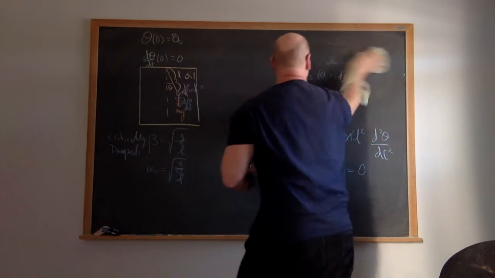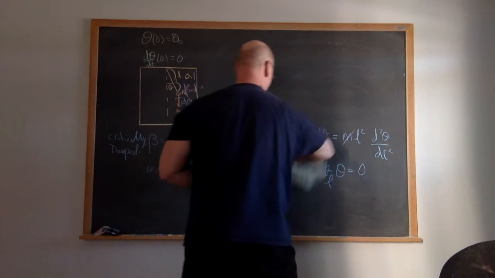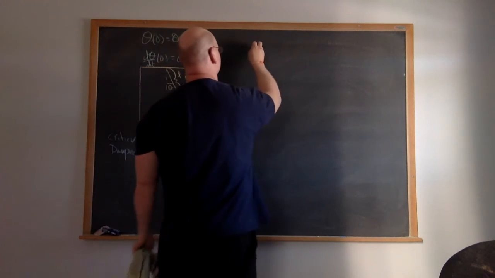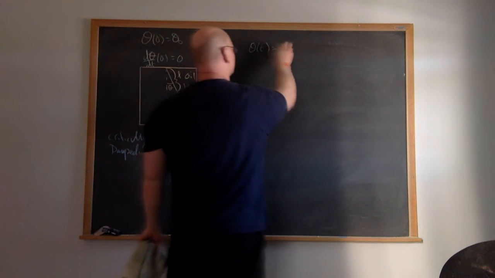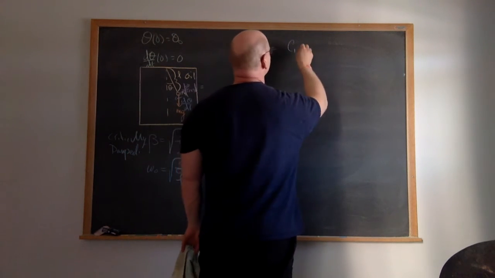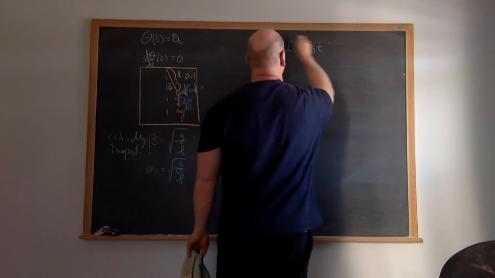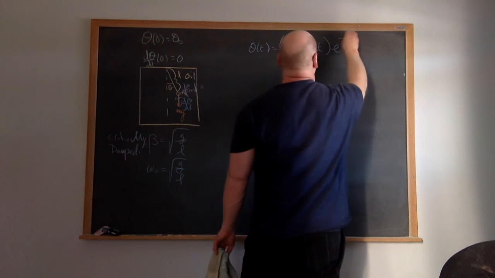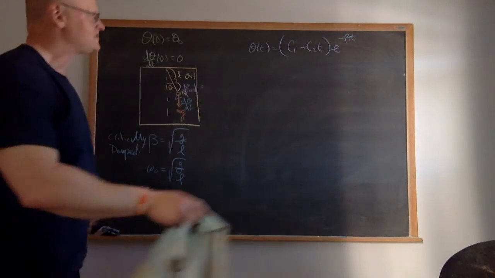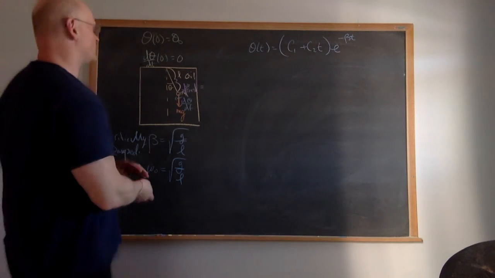Our general solution is going to look like the following. Since we have critically damped motion, theta as a function of time is going to be equal to some coefficient C1 plus another coefficient C2 times time, all times e to the minus beta times time. Now from here, to determine these coefficients, we have to use our initial conditions.